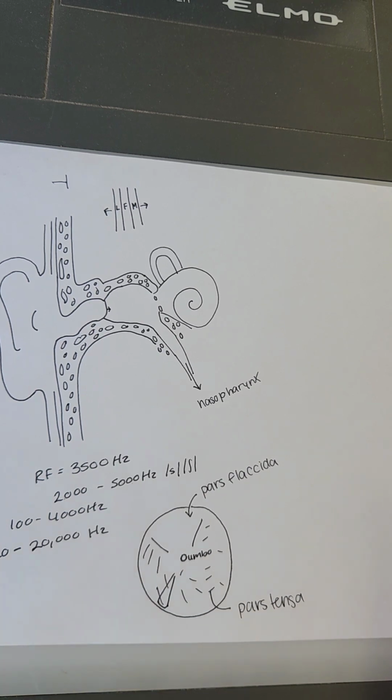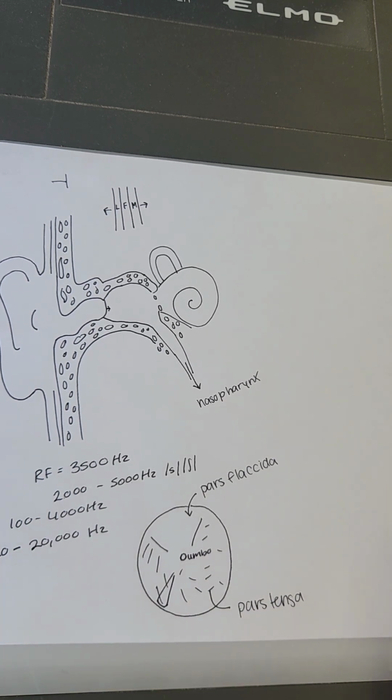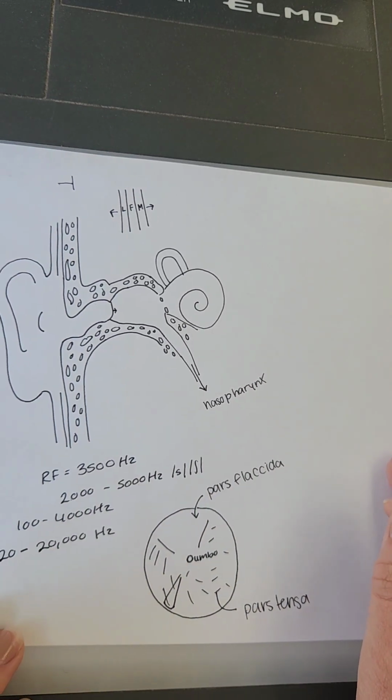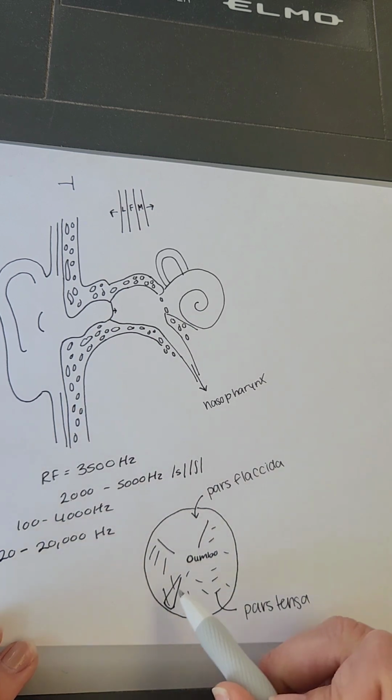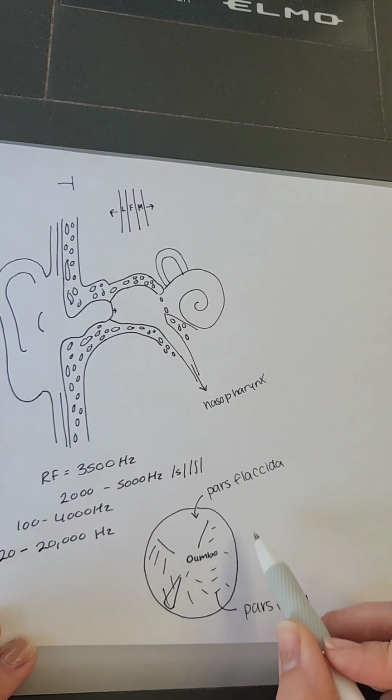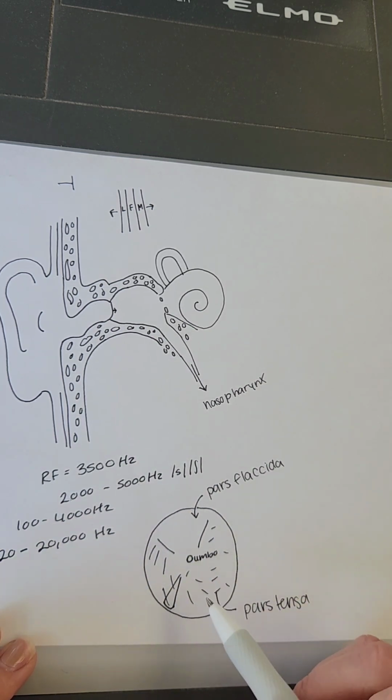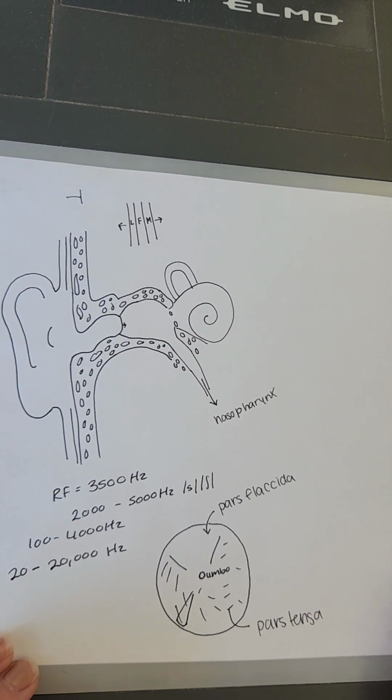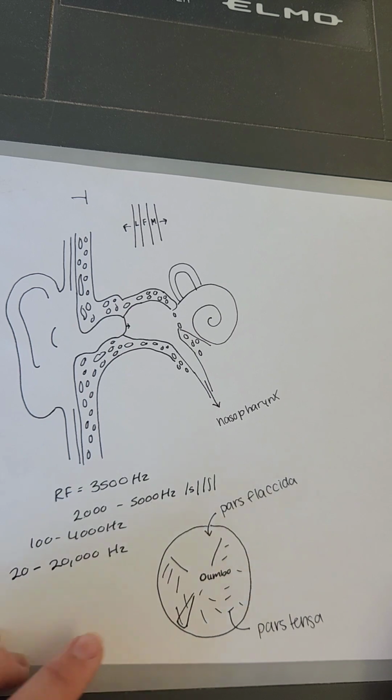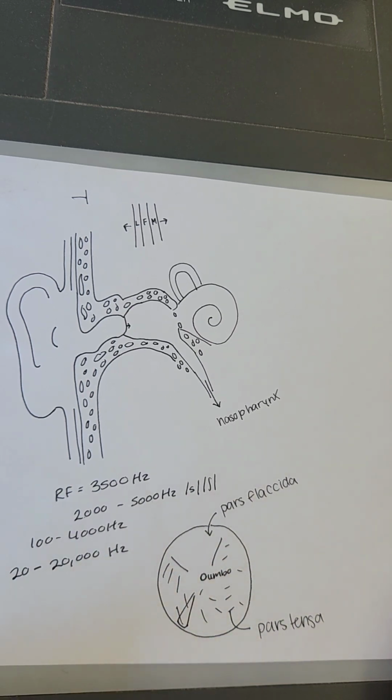If you don't have that reflection, that might be a sign that the eardrum or the tympanic membrane is not as healthy as it should be. If you have something like an ear infection, you're probably not going to have that cone of light. This tissue will be red and inflamed. So those are just kind of signs that an audiologist or an ENT is going to look for to make sure that that tympanic membrane is healthy.